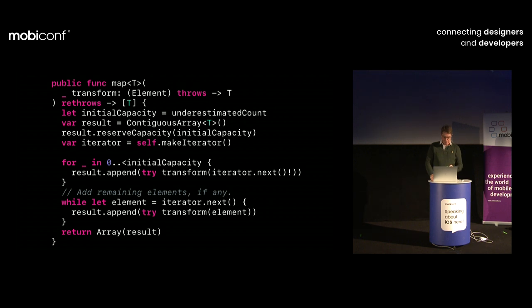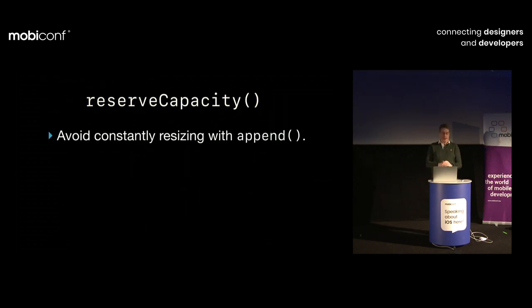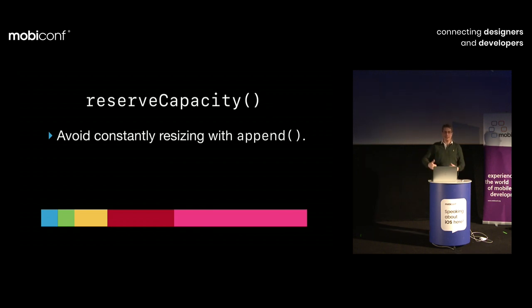But there's more. Look at this line of code here. Reserve capacity, initial capacity. This is a really, really helpful method to use because it means you avoid constantly adding to your array when you use append. You know, with append, you have an item like this and you add to it, Swift will double the array size and then double it again and double it again and double it again. And each time it has to double the array, it has to copy those items somewhere else. So there's a cost to appending when you run out of room.